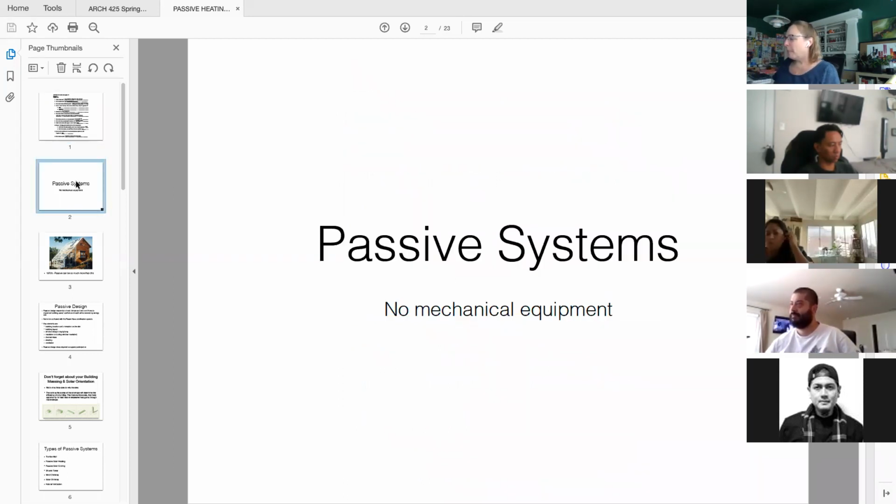Jumping into passive systems. Okay. The easiest way to remember what a passive system is that it is assisting heating and cooling of our indoor environments without using any mechanical equipment. So that's no pumps, no fans, nothing mechanical, no electricity. It is purely relying on natural heat transfer systems, which are the conduction, convection, and radiation.